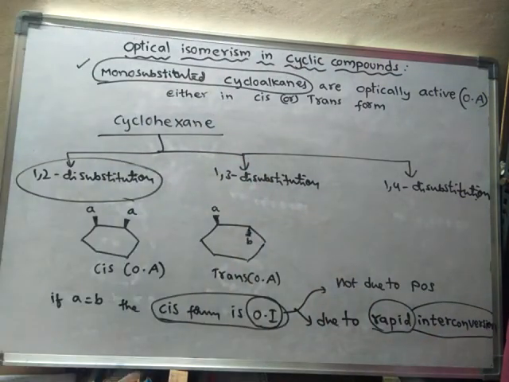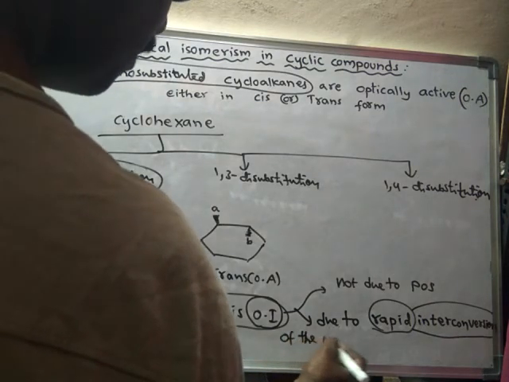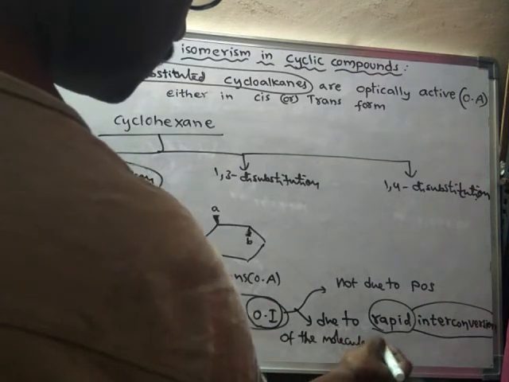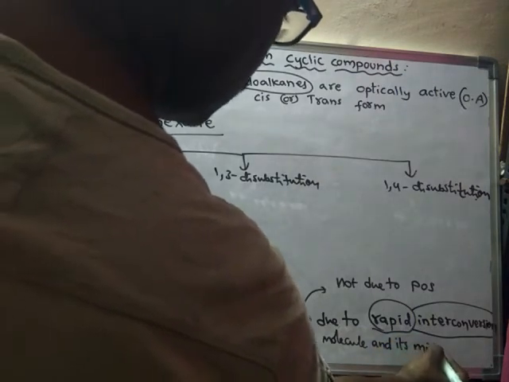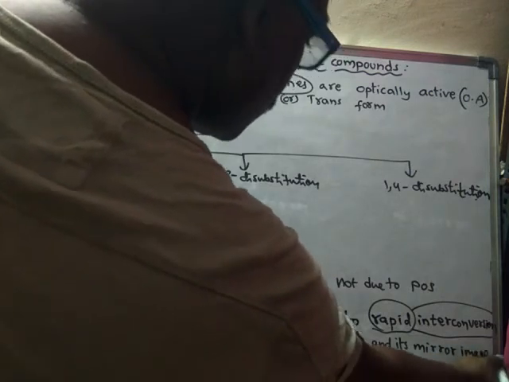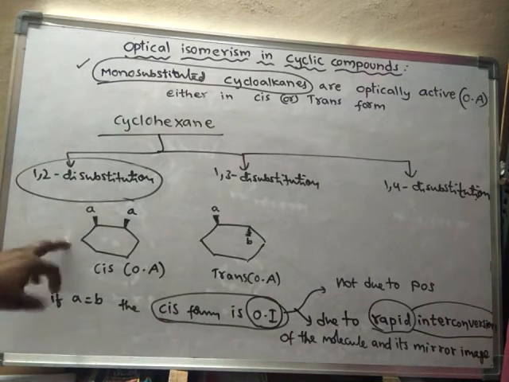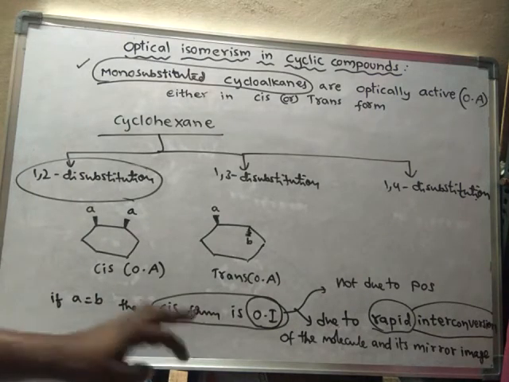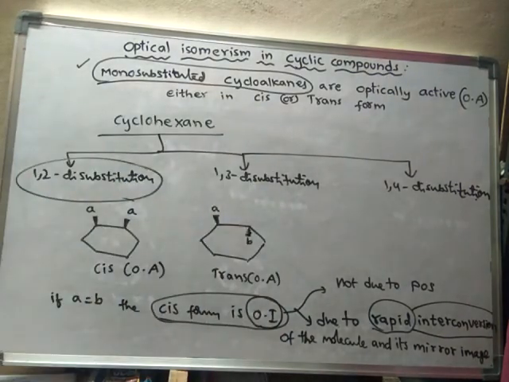Due to rapid interconversion of the molecule and its mirror image, what happens? That molecule will become optically inactive. So that is the case for the cis form of this cyclohexane. Remember that this is an important one. Right. Next, we will learn about 1,3 disubstitution in cyclohexane.